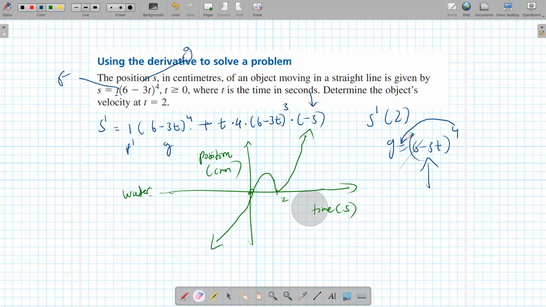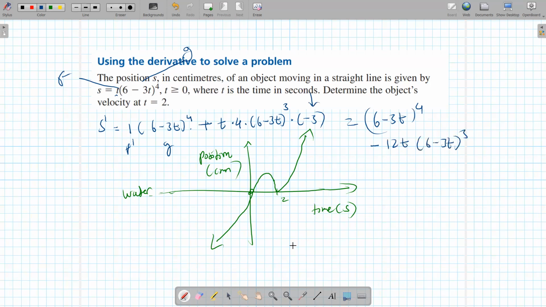It's a weird looking function. What does that simplify to? So 1 times something to the power of 4 is just that. (6 minus 3t) to the power of 4 minus 4 times 3, negative 12t, and (6 minus 3t) cubed. There you go. That's our s prime. And we want to find the velocity at t equals 2. You just plug, you see all the t's here, here, and here. You're simply going to replace all of them with a 2.